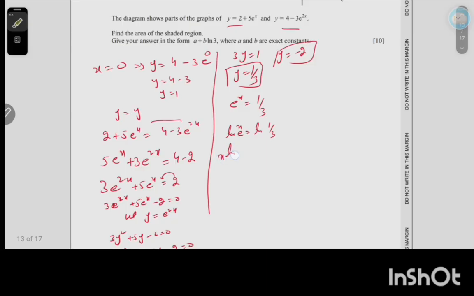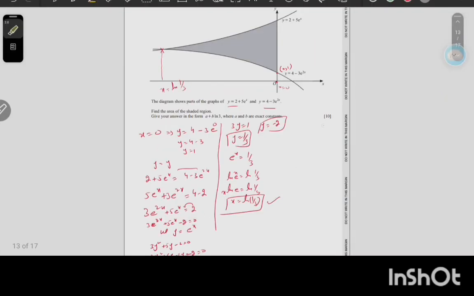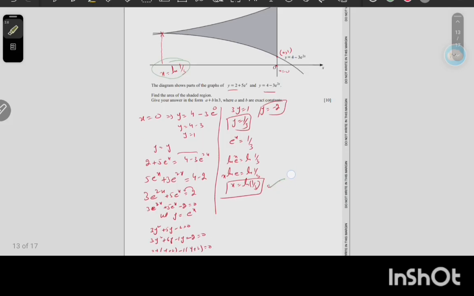x will be at start, log of e, log of 1 by 3, so x equals log of 1 by 3. We have to apply this one. We get x equals log of 1 by 3. This means this is our point. Now we have to find the shaded area. The shaded area is very simple: we have to apply the limits and subtract the graphs.